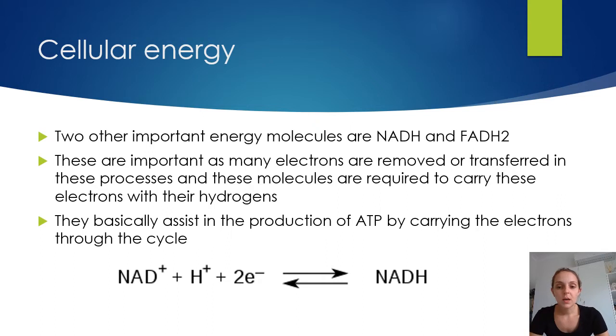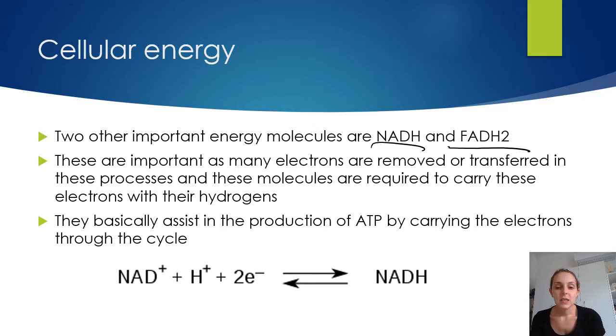So these molecules are intermediate energy molecules. They're not the end goal of aerobic respiration, but they help out the process. So they're called NADH and FADH2. Doesn't matter what their full names are. They're just electron carrying molecules. They help along the process. They have the same roles, so it doesn't even matter which one's which.